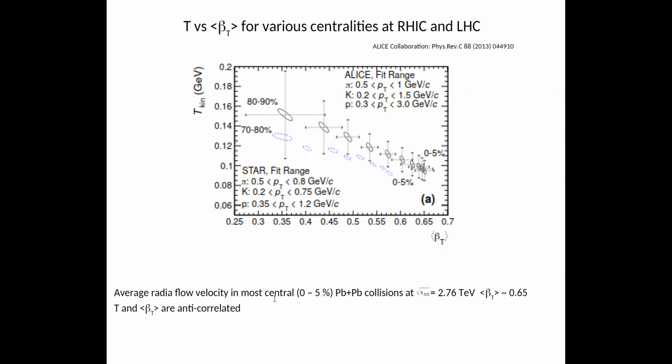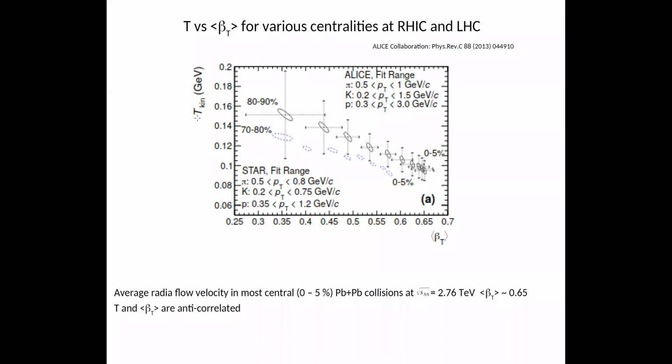So the average velocity is maximum in the most central collision. For 0 to 5% lead-lead collisions at 2.76 TeV energy per nuclear pair, your average beta T is of the order of 0.65. And as is clear from this plot, for all the centralities, T and beta are anticorrelated. You can have the same shape of spectra with high T or small beta, or vice versa.